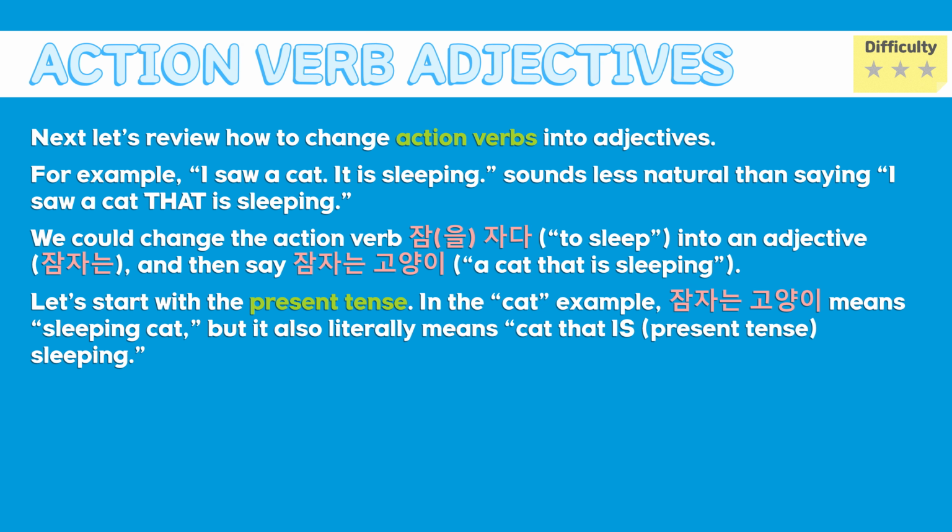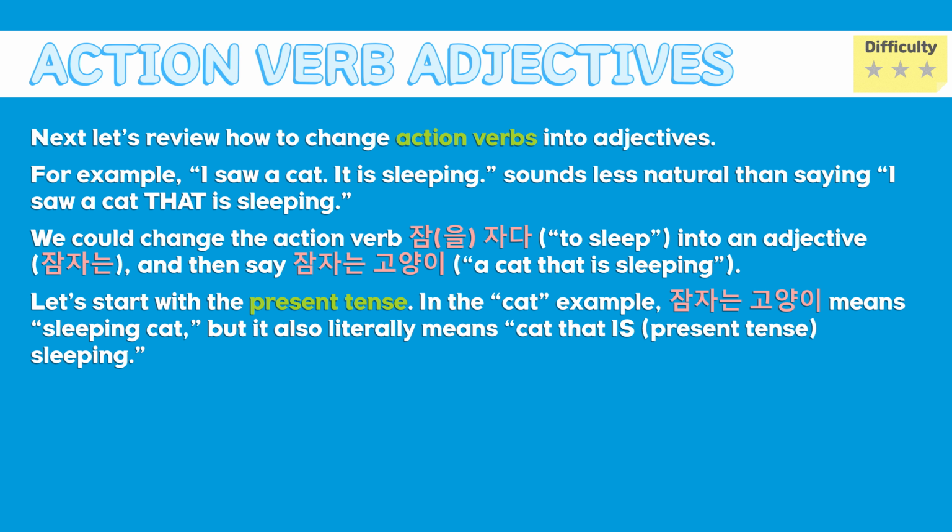Next, let's review how to change action verbs into adjectives. For example, I saw a cat. It is sleeping. Sounds less natural than saying, I saw a cat that is sleeping. We could change the action verb 잠을 자다, meaning to sleep, into an adjective 잠자는, and then say 잠자는 고양이, a cat that is sleeping.